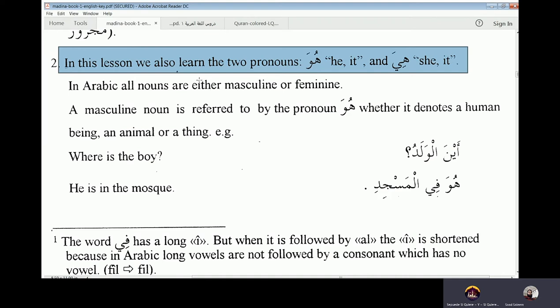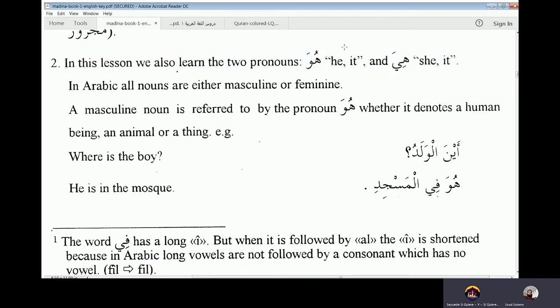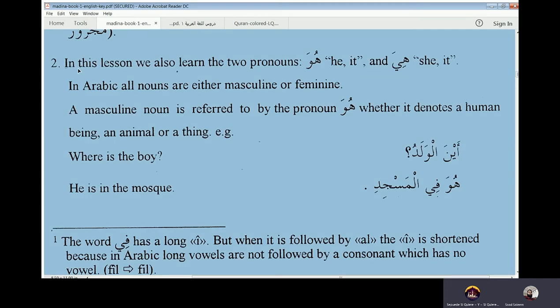In this lesson, we also learned the two pronouns. Huwa, he, it, and hiya, she, it. Huwa also means it. So this is another thing. And another thing, in English, we have masculine and feminine and neuter gender. We have three categories. But in Arabic, we have two categories only. Masculine and feminine. There is no third category. But in English, the third one is the neuter category.